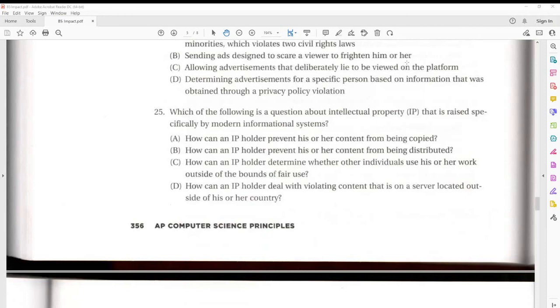Number 25, which of the following is a question about intellectual property raised specifically by modern information systems? With modern systems, the problem is when your server is located outside the country, then you have trouble. You cannot sue them. So number 25 is D.